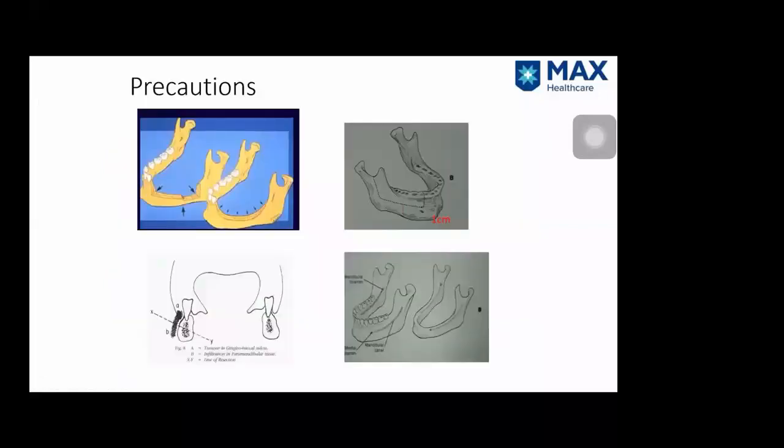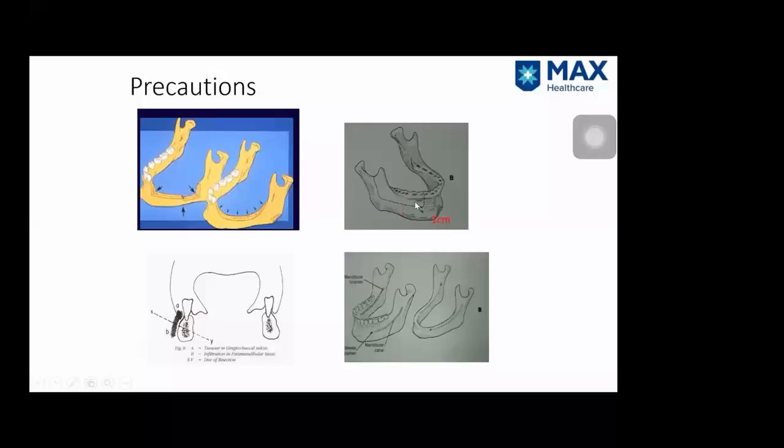Now, precautions which need to be kept in mind are, number one, the angle which we are taking. It should not be sharp. We generally prefer taking a bow, the defect in a boat shaped manner, gently sloping. There should not be any sharp bulges there. Along with that, we should also be careful that we are having good soft tissue clearance.